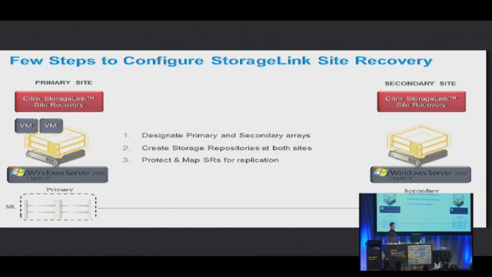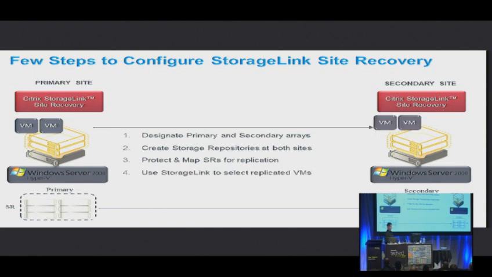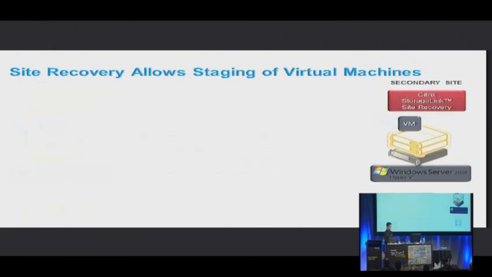And then we get into storage link. So we protect and map which bits of these that we want to protect at each site. And then we link storage link into that, and it will verify the VM at the primary site, and it will see through the SAN controller at the primary site that it is replicated across to the secondary, and that it can see the VMs there, and it's happy. And it really is that easy.